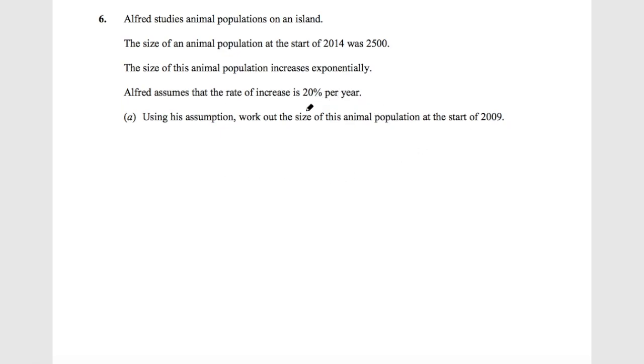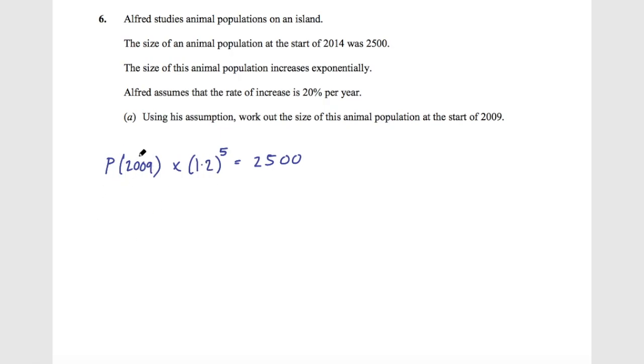Okay, so it's increasing by 20% per year. So if we take the population from 2009, so this means population in 2009, and we multiply it by 1.2, that would increase it by 20%. And we're doing that for 5 years, so we need to raise that to the power of 5. And then if we multiply the population in 2009 by 1.2 to the power of 5, we'll get the population in 2014, which is 2,500. It says it in the question.